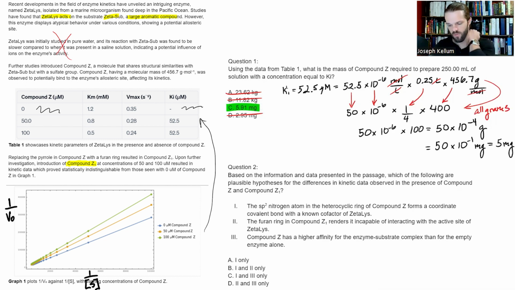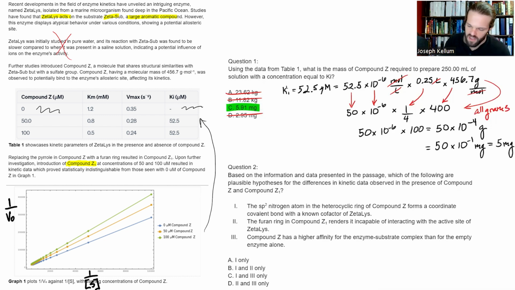Okay. So Roman numeral 1 here says the sp2 nitrogen atom in the heterocyclic ring of compound Z forms a coordinate covalent bond with a known cofactor of zeta lyse. Zeta lyse being the enzyme. So what do you all think about that one? I wish we could have an actual discussion on this, but sp2 nitrogen, what does that mean? Well, it means a nitrogen that has fundamentally 3 things on it, right? Those could be 3 carbons, or a double bond to a carbon, a single bond to another carbon, and a lone pair. That would be sp2.